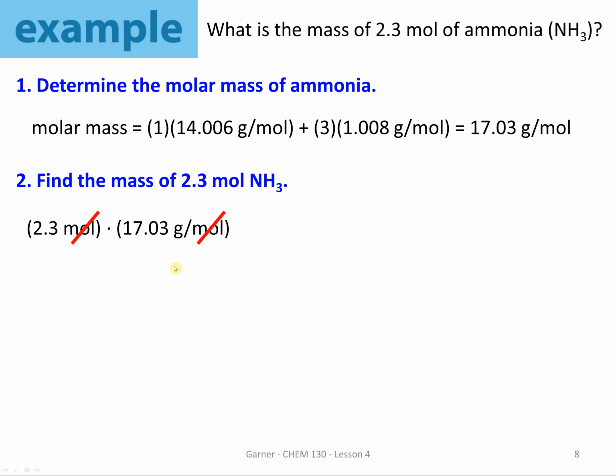So rather than memorizing that chart from the last slide, I would encourage you to work out these problems using dimensional analysis. Decide whether to multiply or divide based on the types of units that you have and what you need to do to cancel out those units to get the units that you'd like to end up with. So in this case, we're going to end up with grams. If I multiply these two values together, I'm going to get about 39 grams. So 2.3 moles of ammonia molecules will have a mass of about 39 grams.